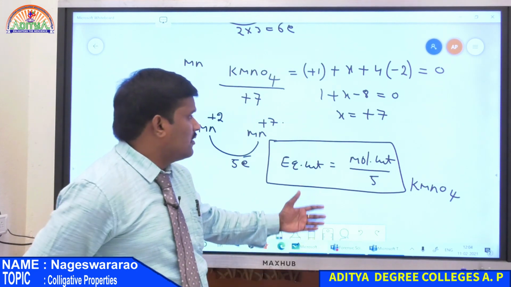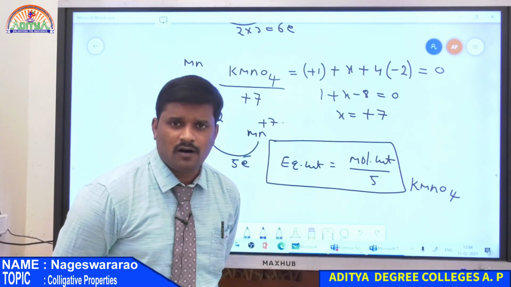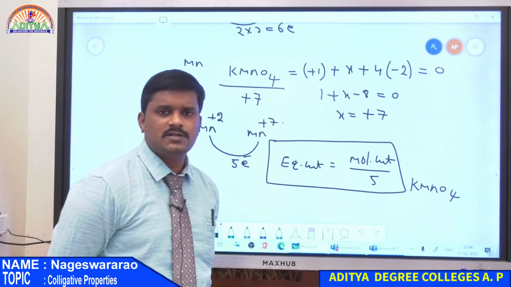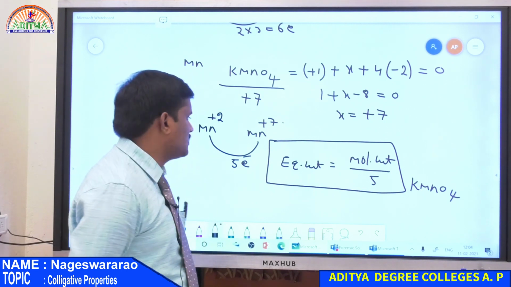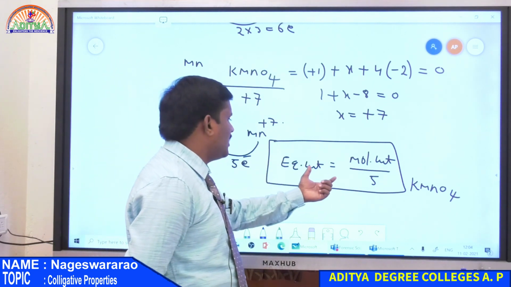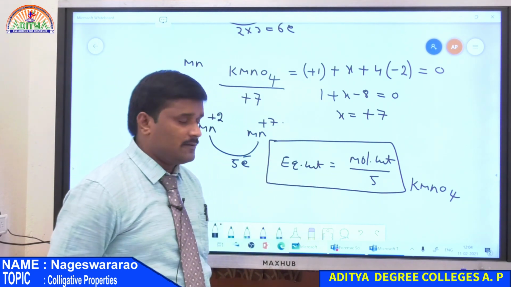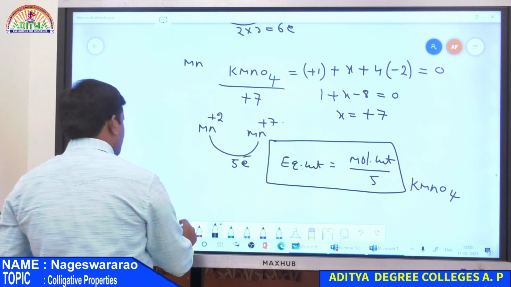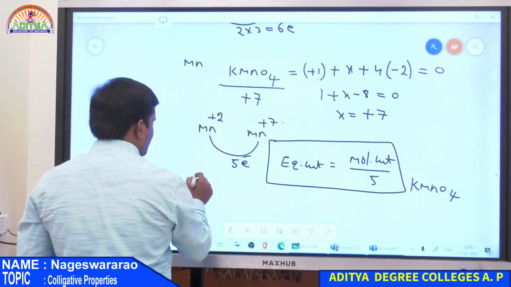So in this way we calculate equivalent weight for all compounds like acids, bases, salts, metals. Based on the number of electrons transferred, we have to calculate the equivalent weight for a given metal. So this is all about molarity and normality.